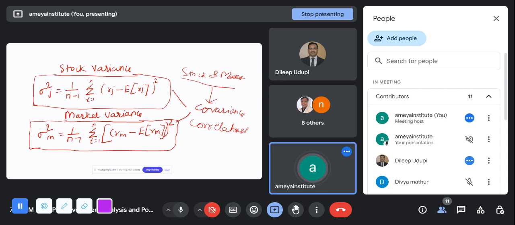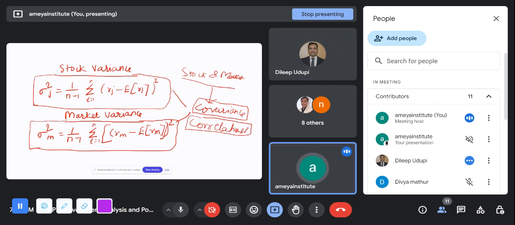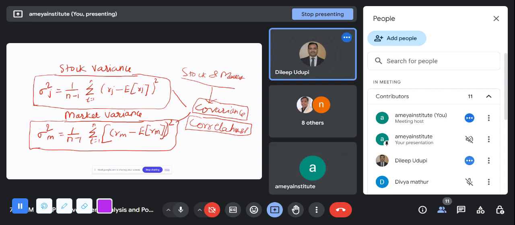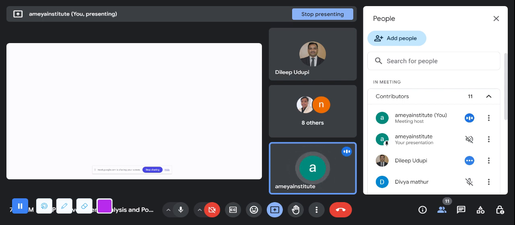So if I have stock and market variance, I can calculate covariance. I can also calculate correlation. Is it possible or not? Yes. So to calculate covariance and correlation, you should have the variance of the stock and the market. So now let's see the formula.